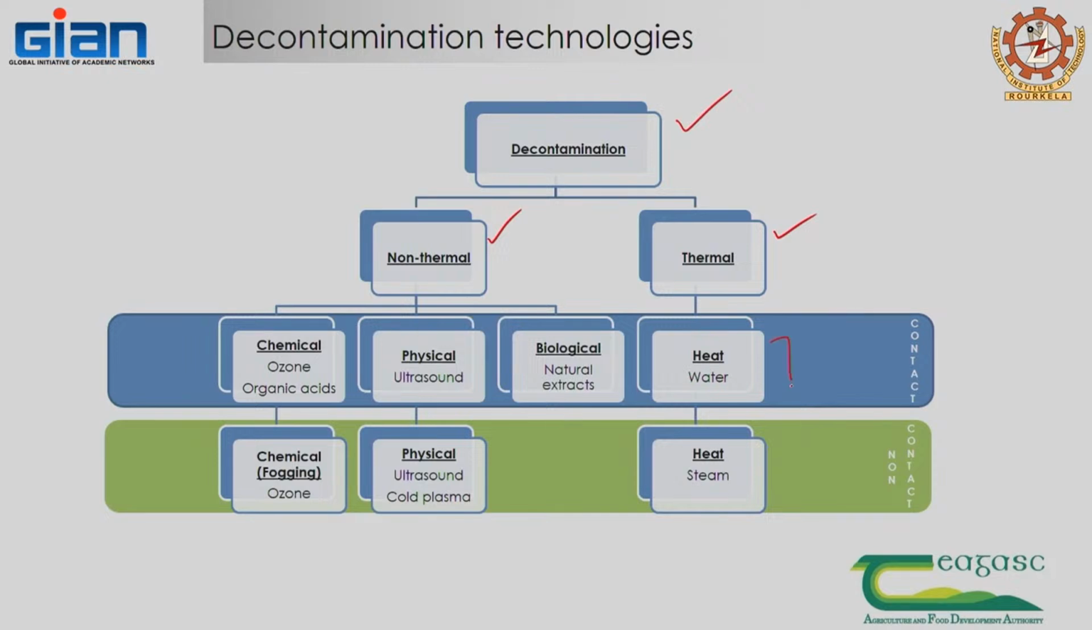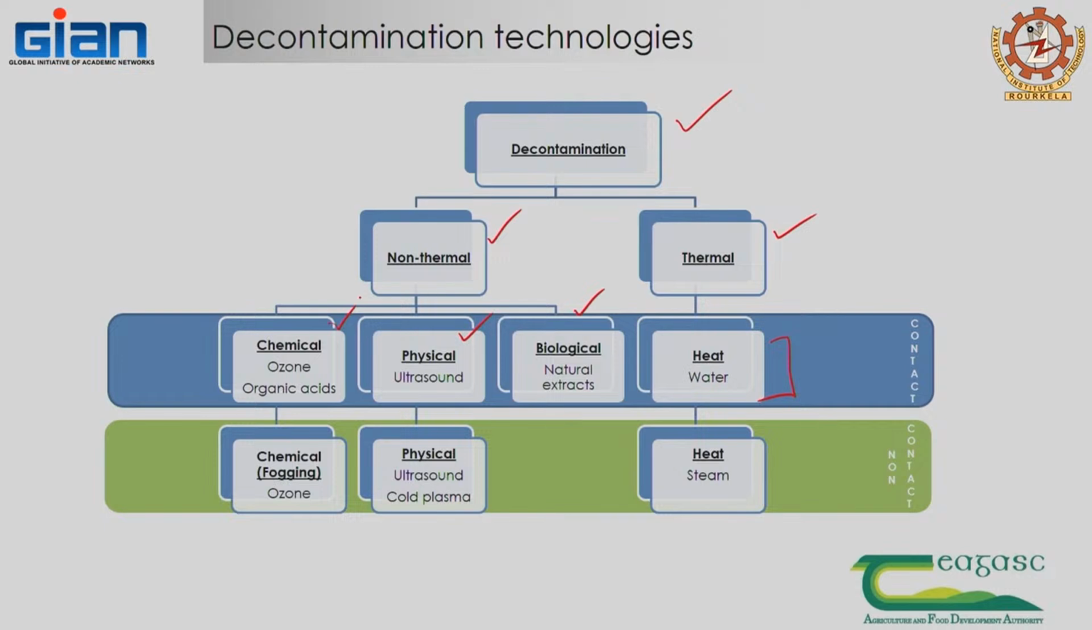Thermal, water. One of them is blanching, dipping into the hot water. Non-thermal, biological, that is your natural extract, bacteriocin or so. Physical, that is ultrasonics for washing or removing the bacteria from the surface. That is why we sometimes call it an ultrasonic bath, giving the bath to the product in an ultrasonic field, it removes bacteria by washing. Other one is chemicals, either ozone, plasma activated water or organic acids dipping into it.